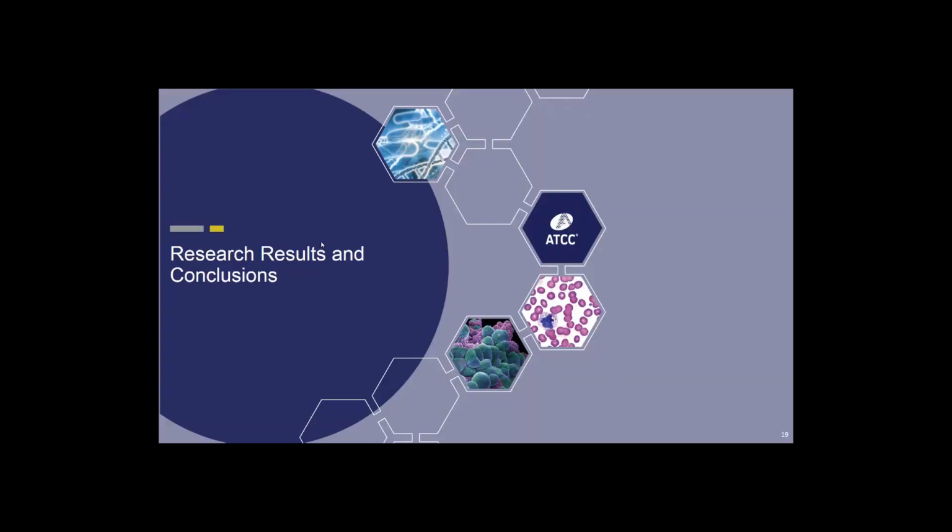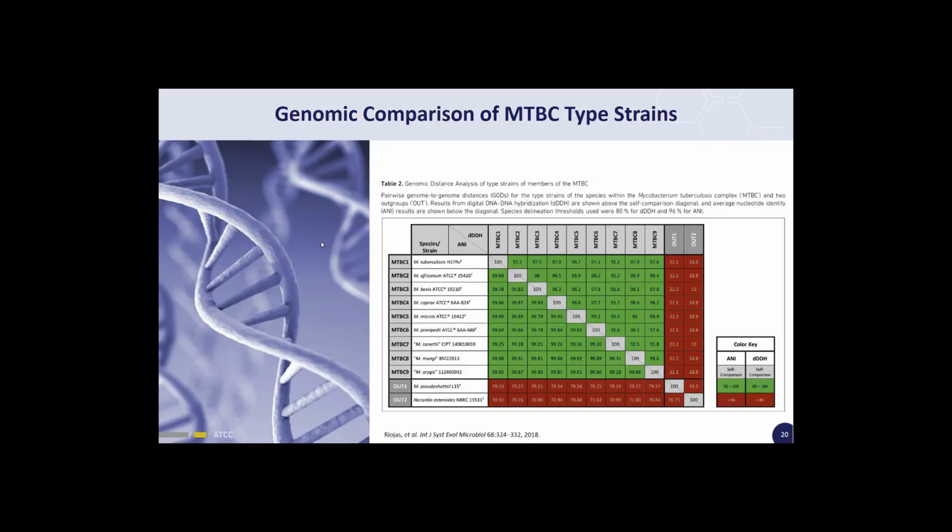So now let's take a look at our results. The primary results of our research are shown in Table 2 from our paper. This table shows the results of pairwise comparisons between 9 species from the MTBC and 2 outgroups against the same set of samples. The diagonal line down the middle is the 100% self-comparison line that you would expect from comparing each of the genomes against itself. Above this diagonal, we show the results of the pairwise dDDH comparisons, while below the diagonal, we show the results of the pairwise ANI comparisons. Each cell within the table is color-coded to illustrate the conclusion that can be reached regarding whether it is the same species or a different species.